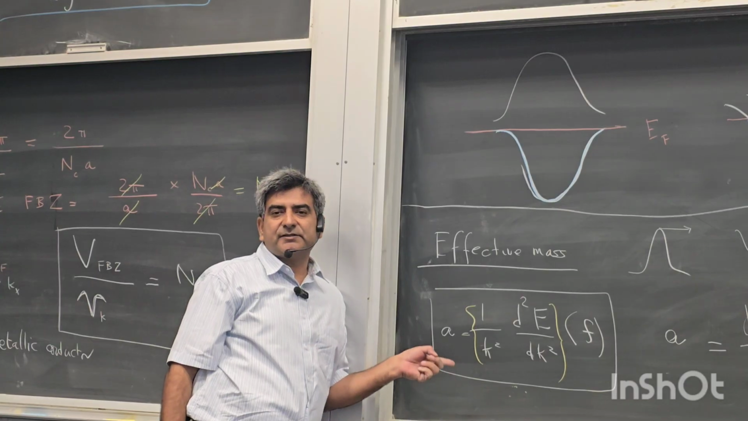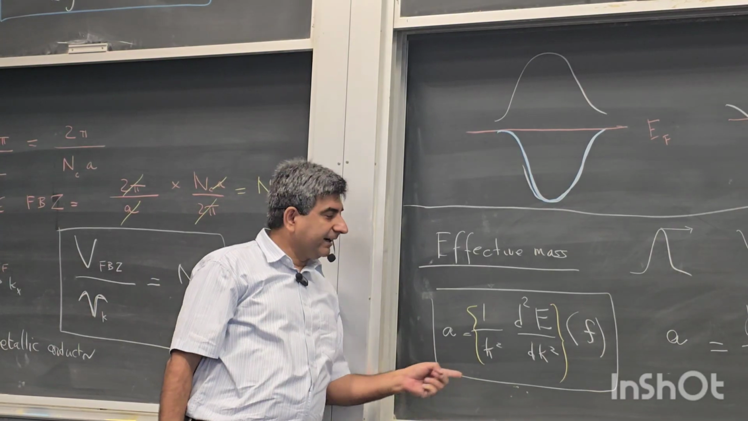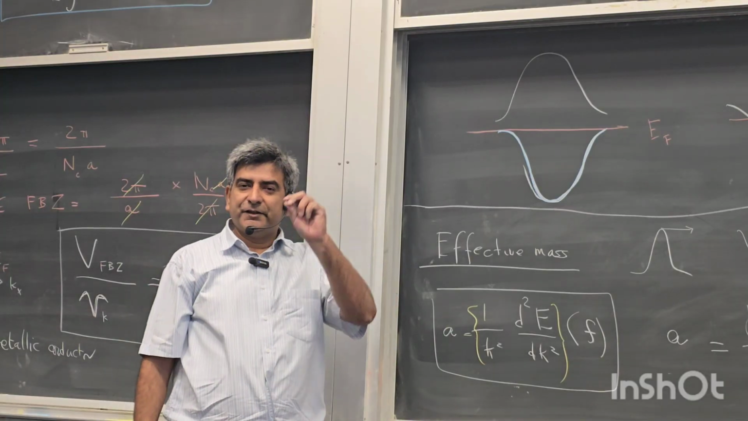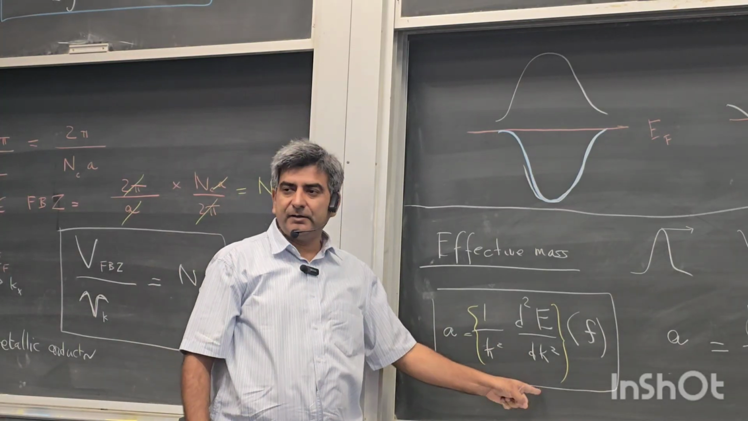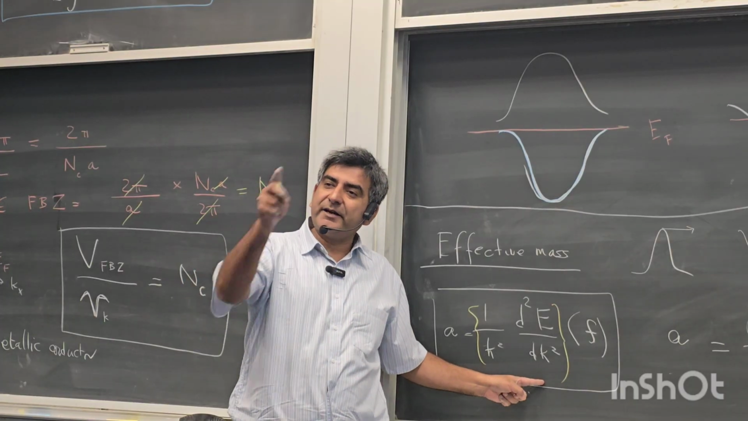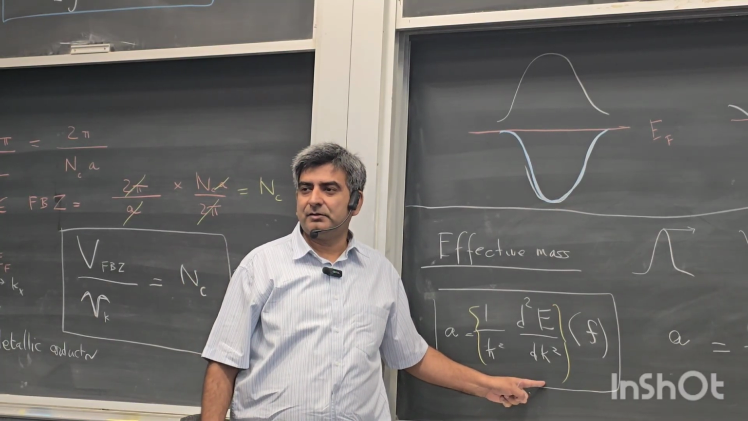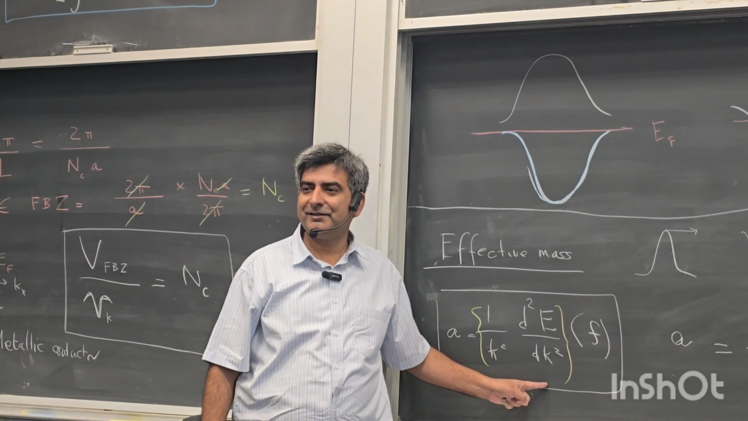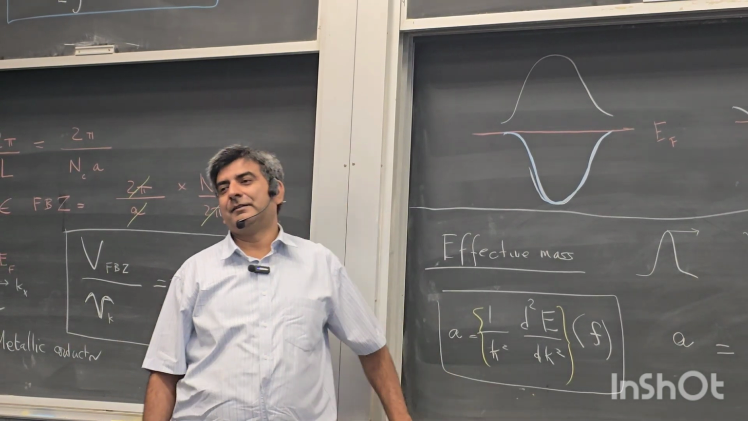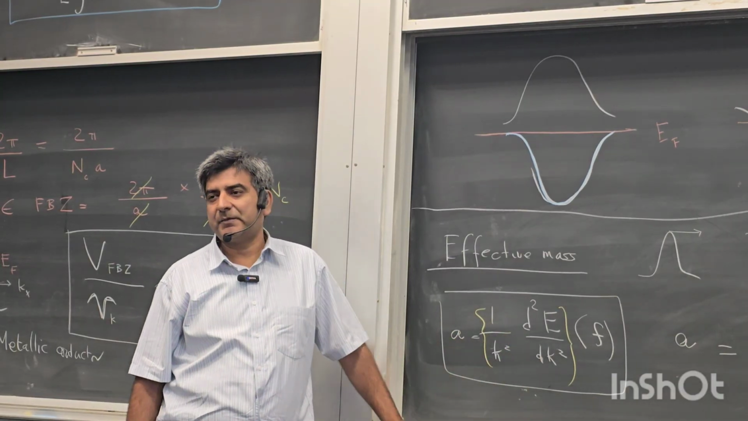This mass is called the effective mass for electrons, and it's a purely a property of the band, in particular the curvature of the band, the bending of the band, which is called curvature, right? Just to clarify, this is the inverse of effective mass.